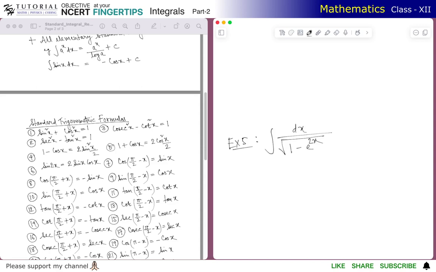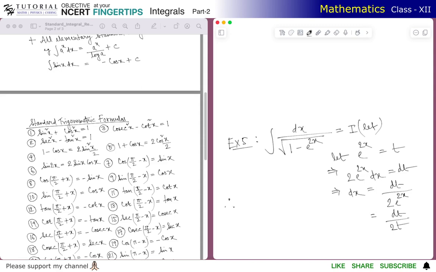Now, a standard method, whenever there is an integral function with e to the power x or 2x, whatever, we substitute that exponential term as t. The standard way is to let e to the power 2x equals t. Now, this will imply twice e to the power 2x dx equals dt. So this implies dx equals dt by twice e to the power 2x, which is dt by twice t.